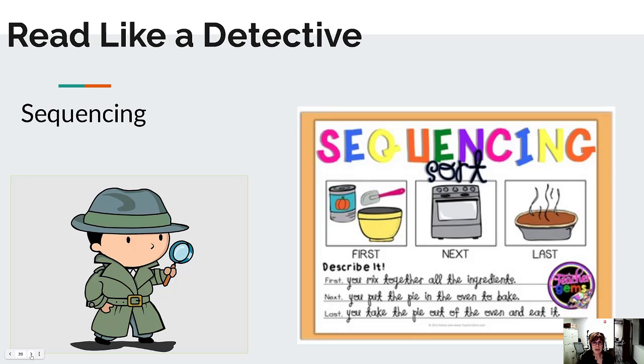And boys and girls, what would happen if we didn't follow this order for this recipe? Our recipe wouldn't come out very well. We couldn't put something in the oven until it's ready. So sequence is important because it helps us to understand the order of events.